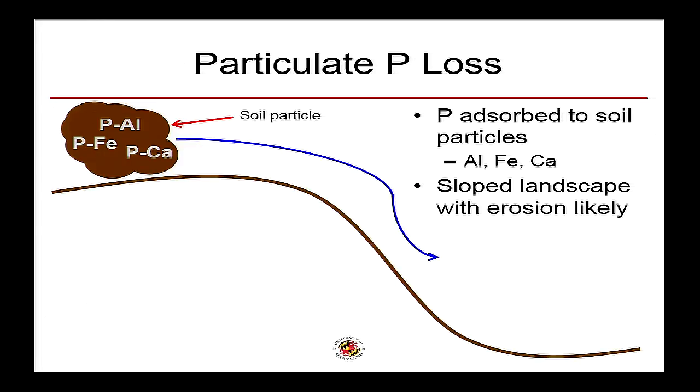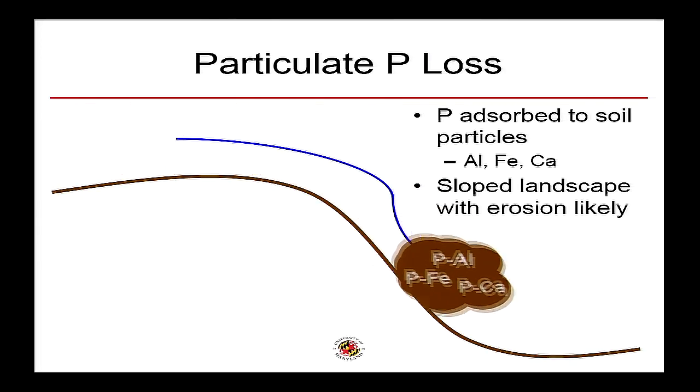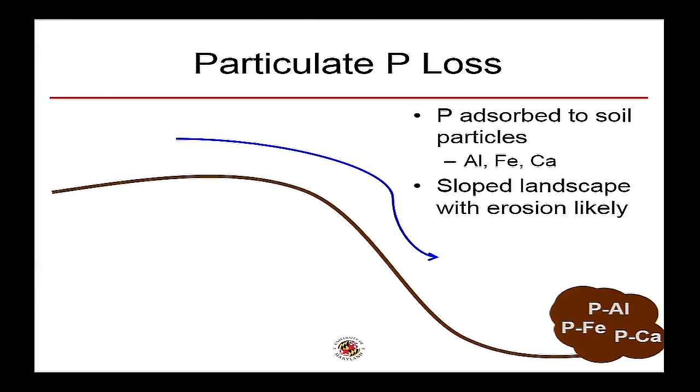Okay, so particulate phosphorus loss. So in this picture, the brown blob is a soil particle. I have labeled it, soil particle. Okay, so we're in a sloped landscape where erosion is very likely, and we've got a soil particle that's got the phosphorus kind of hanging out, adsorbed to that iron and aluminum, and in this example, there's some calcium on there too, right? So we've got these particles that are kind of holding on to that phosphorus, right? And then what happens? We have some kind of a rain event, we have some kind of water moving across the surface, and that whole particle of soil moves across the landscape and eventually ends up in that water body, right? This is erosion, the movement of the entire soil particle.